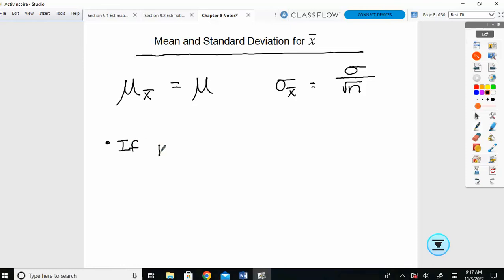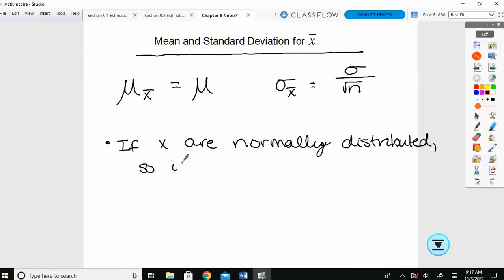If the original population, so I'm just going to say if the X's are normally distributed, so is X bar. So if I tell you the population is normal, we can assume, even if I'm talking about X bar, it's still normal, so we can do all of the stuff that we were just doing: take our x's, turn them into z's, and read the probability from the table. So let's try a couple examples.